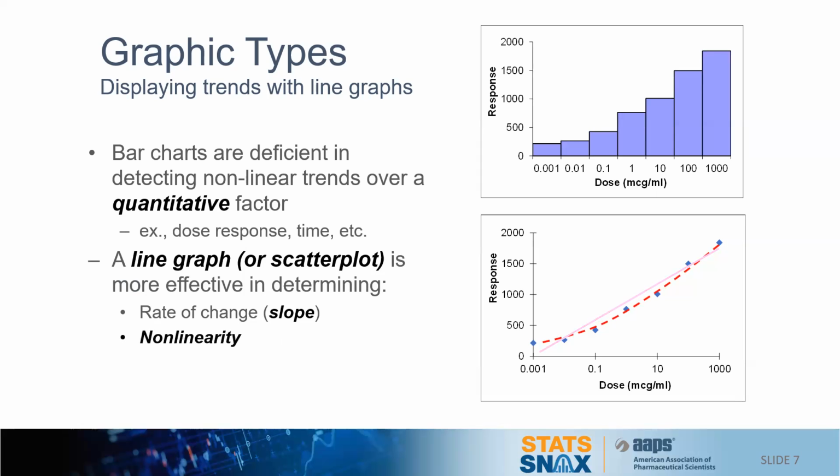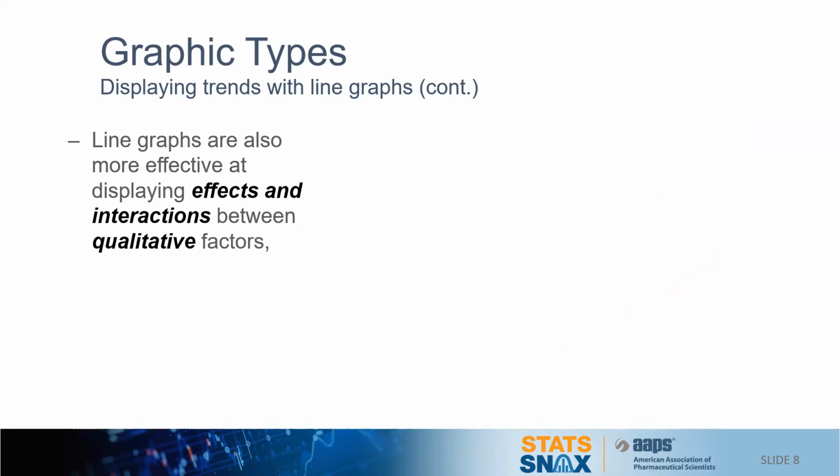It can also be helpful in the sense of detecting nonlinearity. That is, nonlinearity can be seen better from a line graph or a scatter plot than with the bar chart in the top panel. And while I'm not showing it here, it's also more effective at looking at what's called regression outliers. So line graphs are also more effective at displaying effects and interactions, most importantly, interactions between qualitative factors.